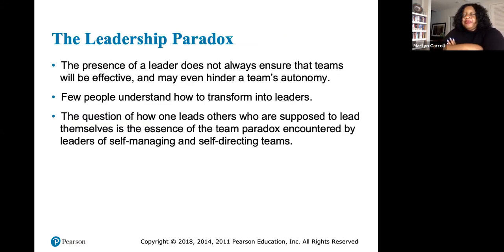So on the leadership paradox, I remember studying this: the presence of the leader does not always ensure that teams will be effective. It may even hinder a team's autonomy. Few people understand how to transform into leaders, and that is so very true. That is a huge challenge here. And then the question of how one leads others who are supposed to lead themselves is the essence of the team paradox, encountered by leaders of self-managing and self-directing teams.